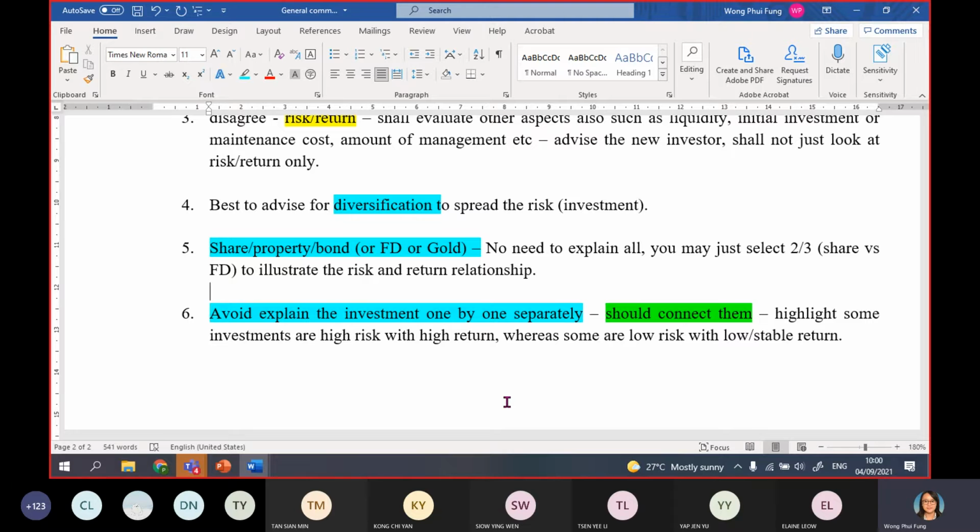One must be high risk. Second one must be low risk to illustrate the risk and return. It is unnecessary to list out all. So that's why I don't understand the word limit 2,500. Why you can exceed? That is not necessary, you know. So don't waste your time to write so much.